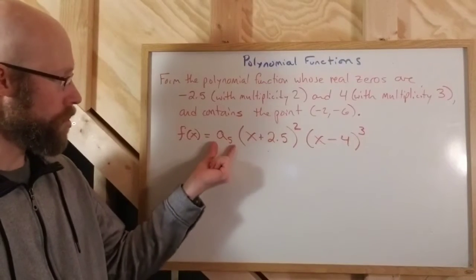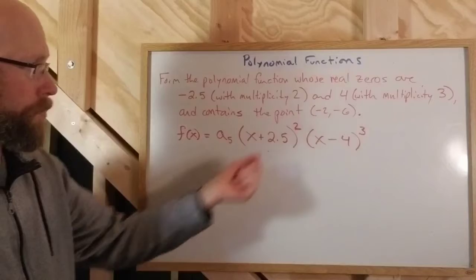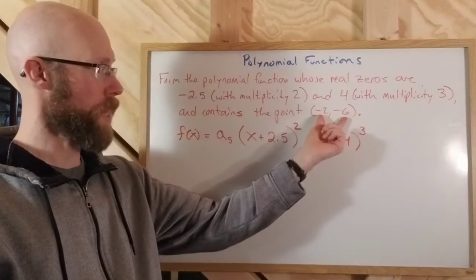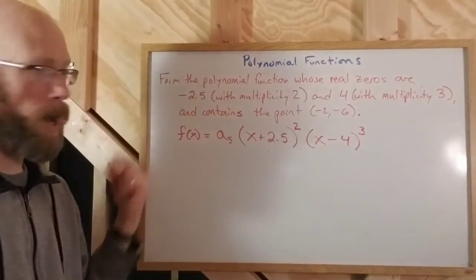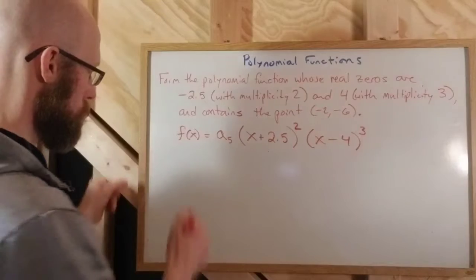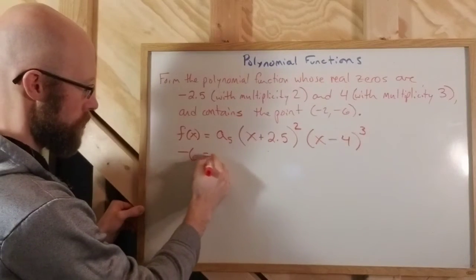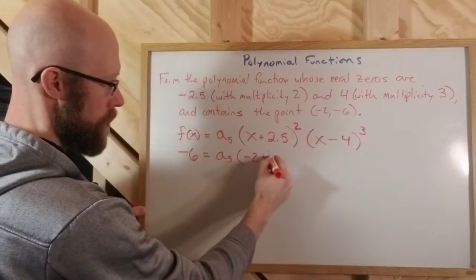Okay, so that's the main structure of this polynomial. But I still need to know what this leading coefficient is going to be. So to do that, I'm going to plug in values of negative 2 and negative 6 for the x and y values respectively. Okay, so the negative 6 goes in for the y, or the function value. The x becomes negative 2.